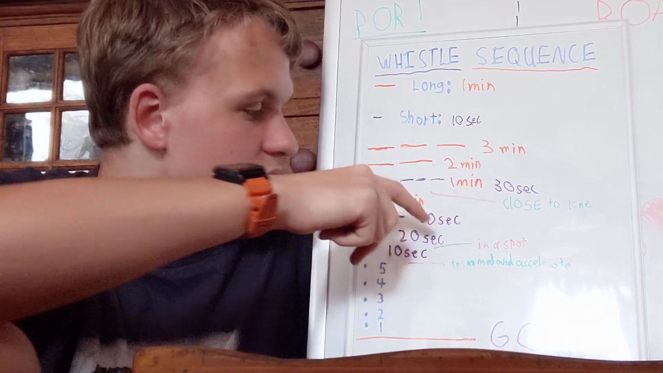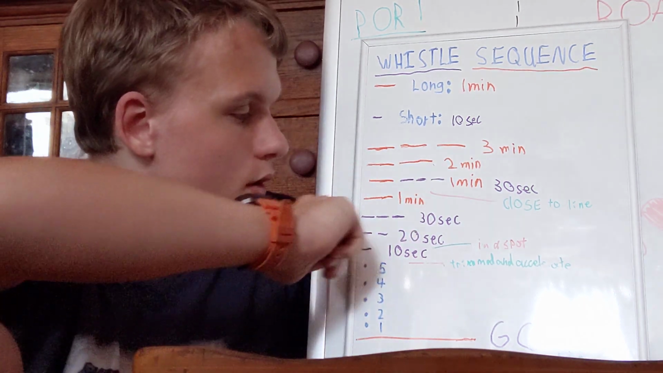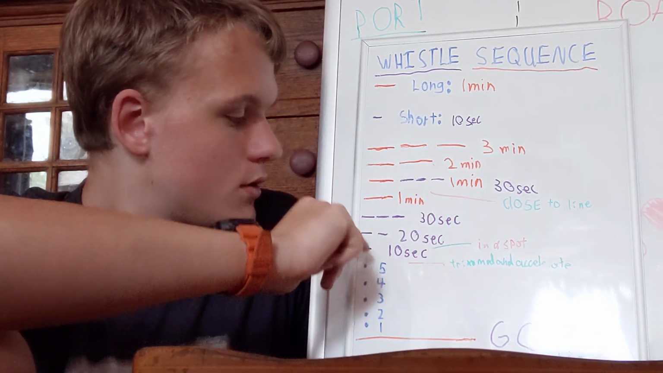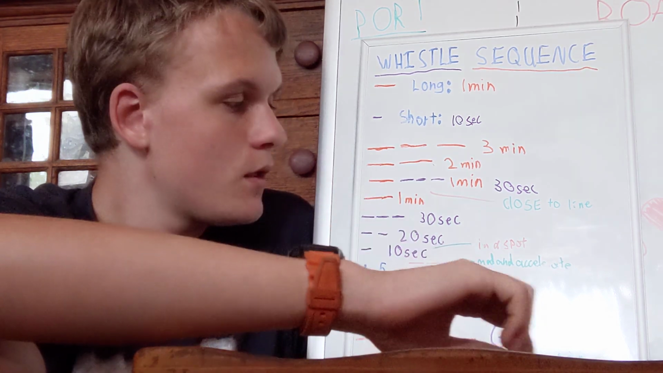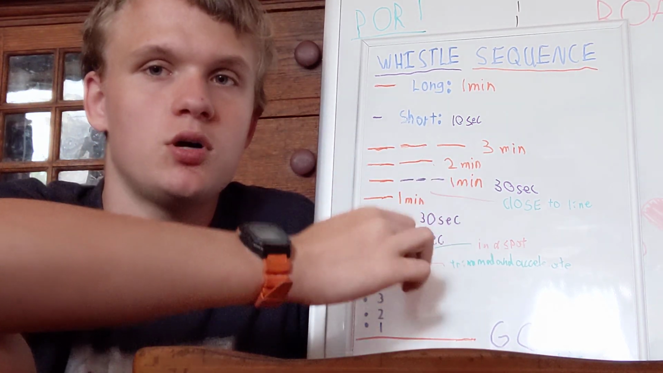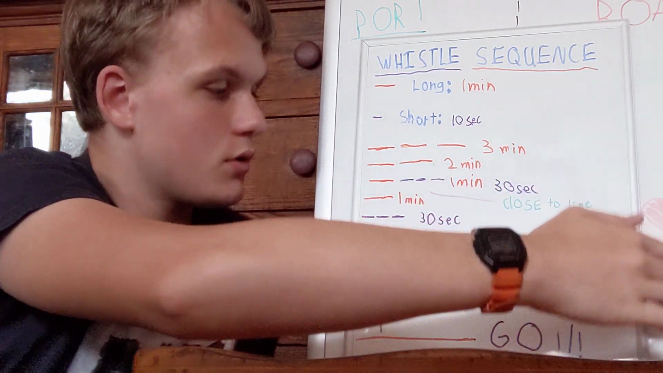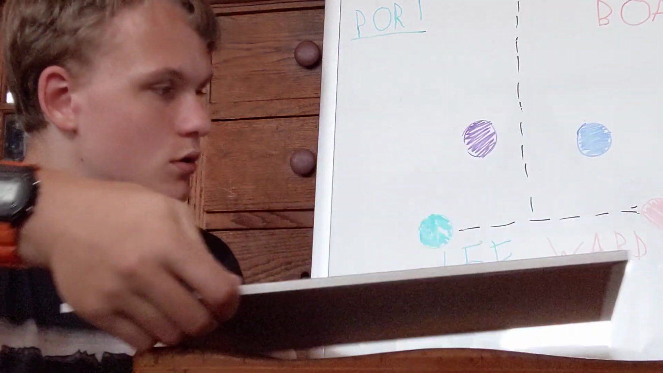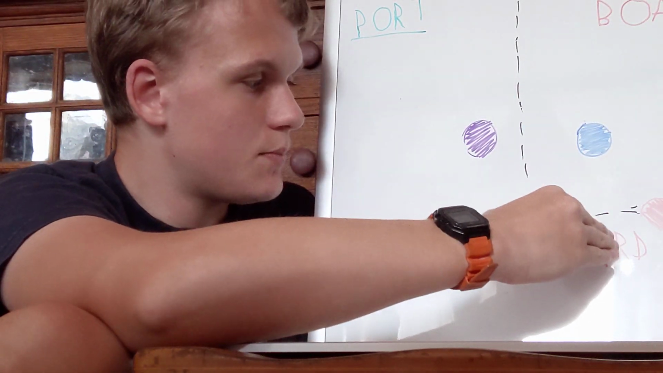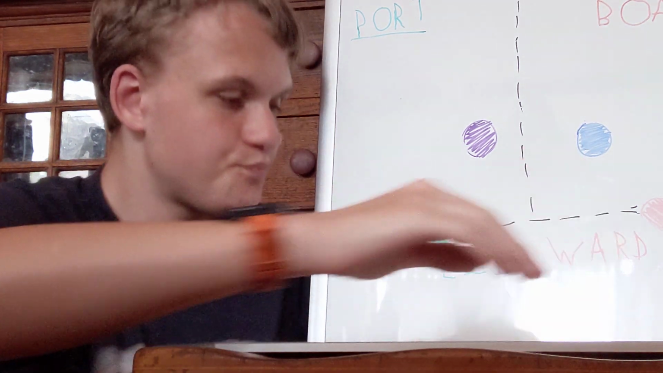So then, after 30 seconds has passed, they'll go with the 1 minute signal, and then 30 seconds, 20 seconds, and then in this area, you want to be looking for a spot on the line. So you want your boat to be sort of lined up so it's just sitting at the line waiting for the race to start.